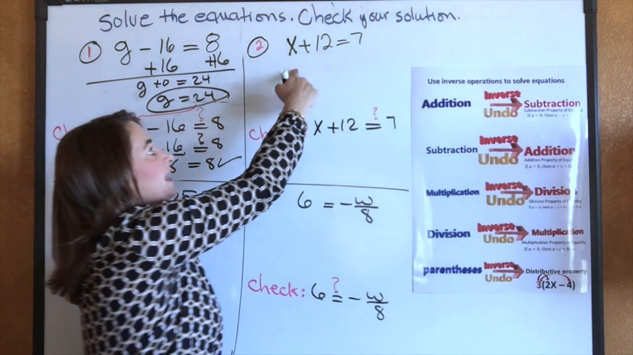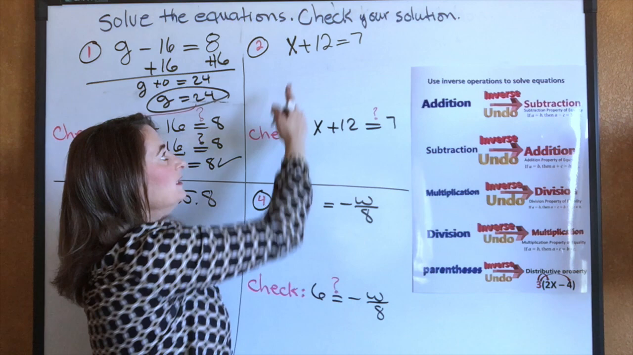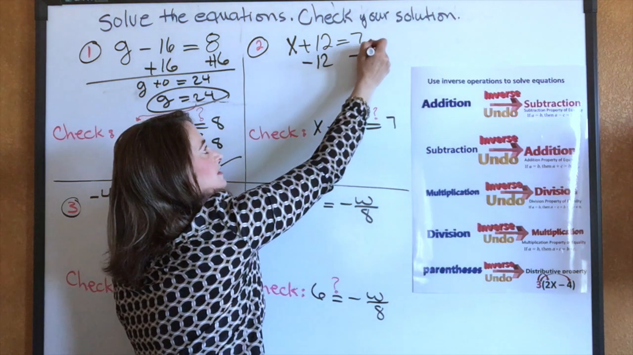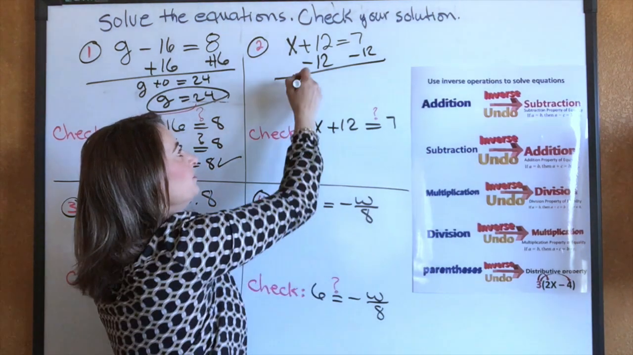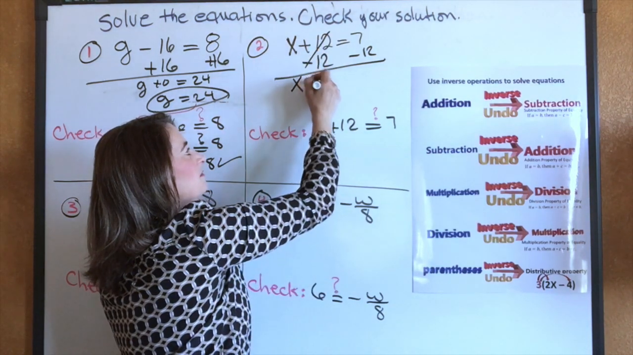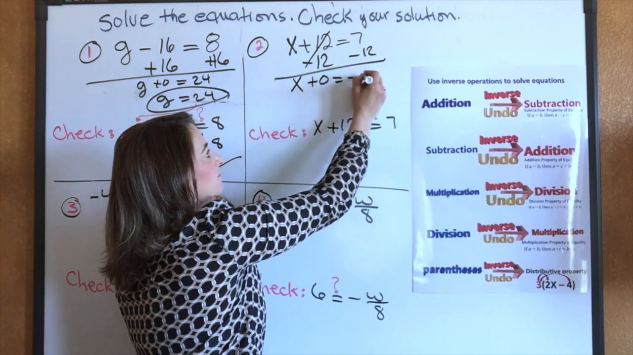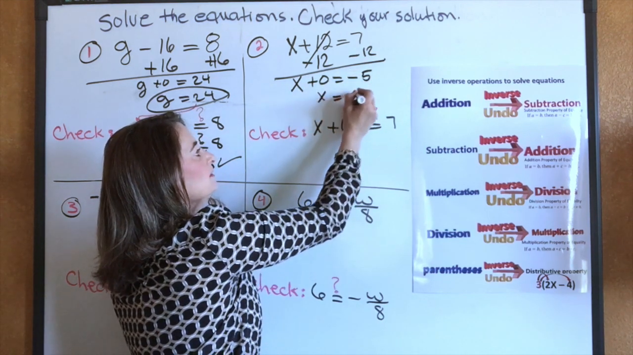Now the second one, x plus 12 equals 7. To undo addition, you use subtraction. So minus 12 on this side, minus 12 on that side. Bring the x down, and 12 minus 12 is 0. 7 minus 12 is negative 5. So x equals negative 5.